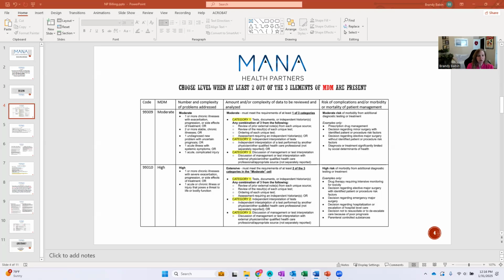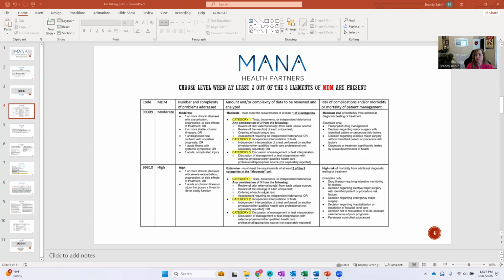So category 2, going in reverse order, we've met category 3. Category 2 is the independent interpretation of tests that were ordered by somebody else. Or category 1, you need 3 of the following. So you need to read that external note. You need to review a test, order a test, or have an assessment requiring an independent historian. So it's easy enough to meet category 3 because we do it all the time.